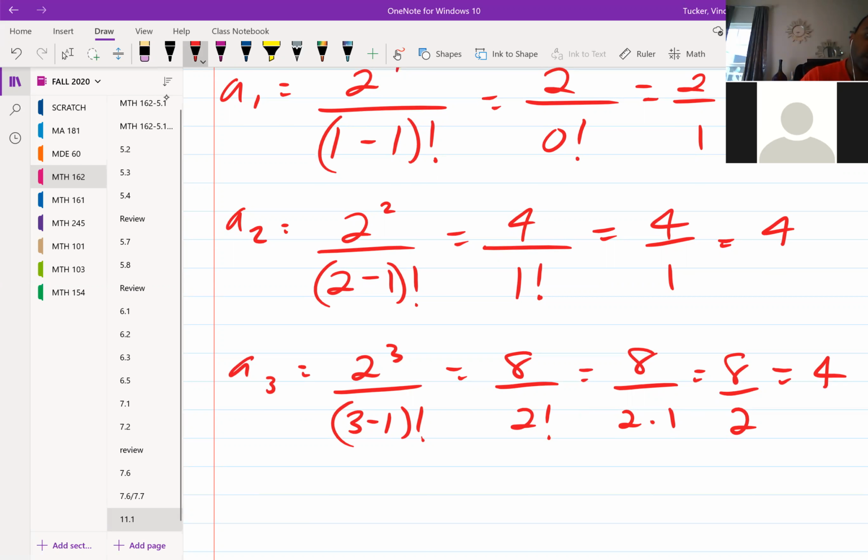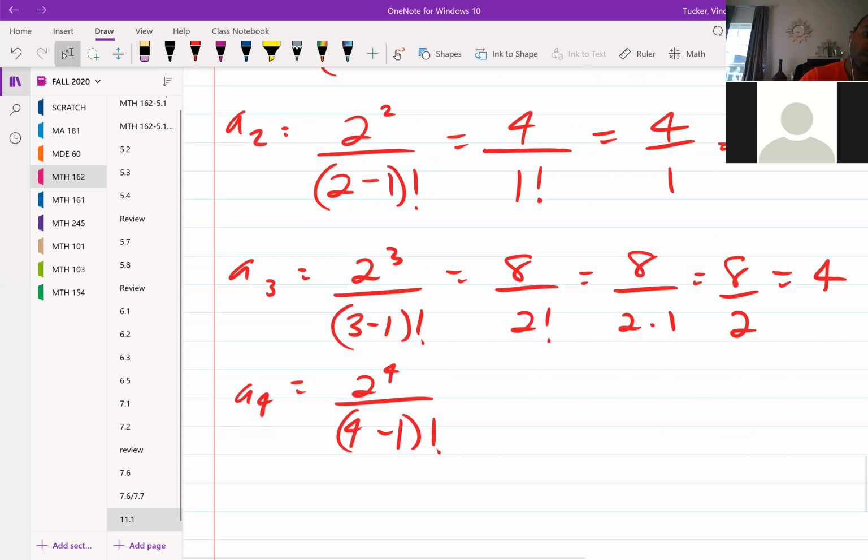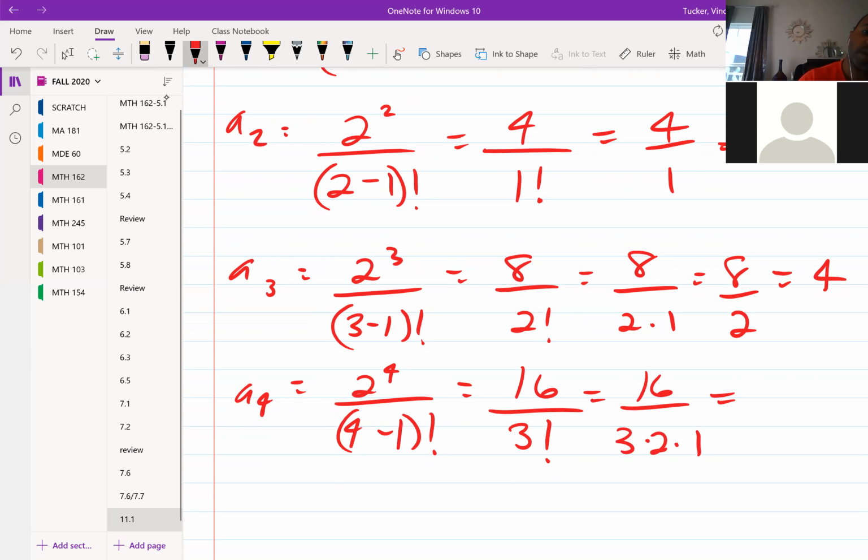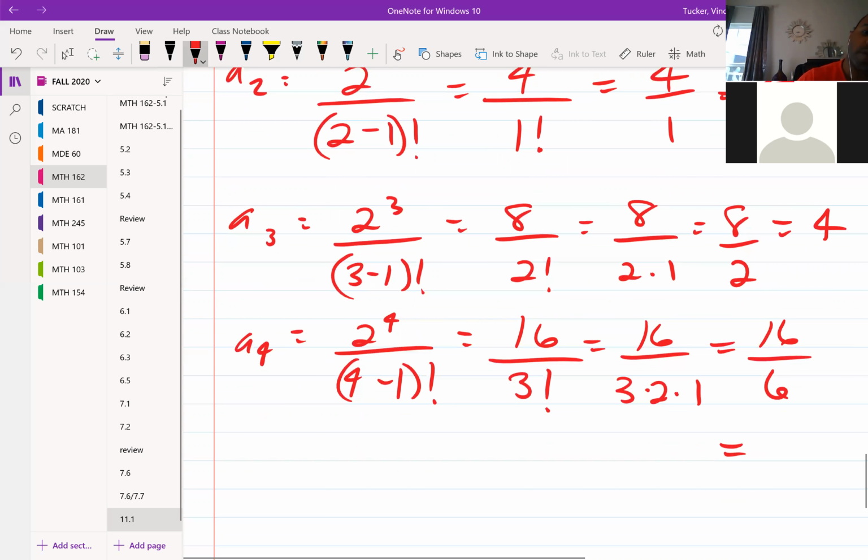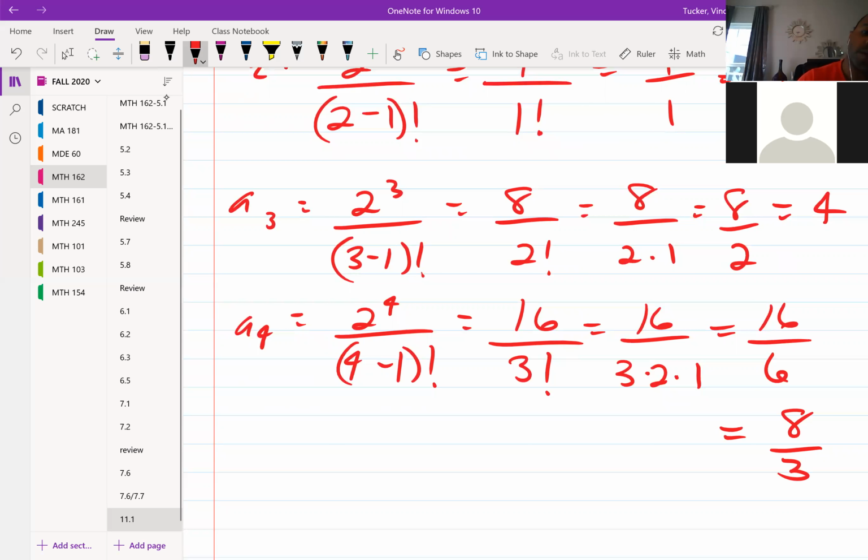The last one, 2 to the 4th power over 4 minus 1 factorial. So 2 to the 4th power is 16 over 3 factorial. 16 over 3 times 2 times 1. 16 over 6, and that reduces to 8 over 3. What about this?